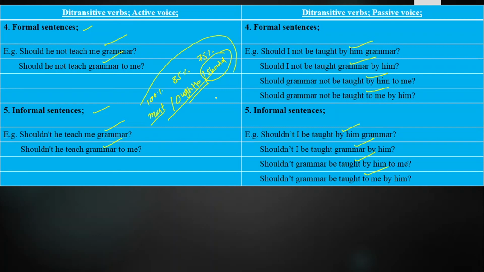So these three we have discussed, how you are going to change the ditransitive verbs in these modal auxiliary verbs from active voice into passive voice. So these are the two ways to change them from active voice into passive voice, and these are the four ways to change the modal auxiliary verb from active voice into passive voice.